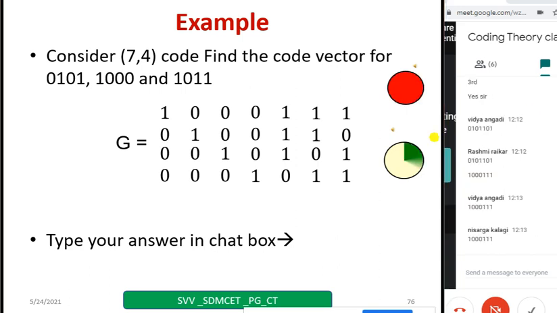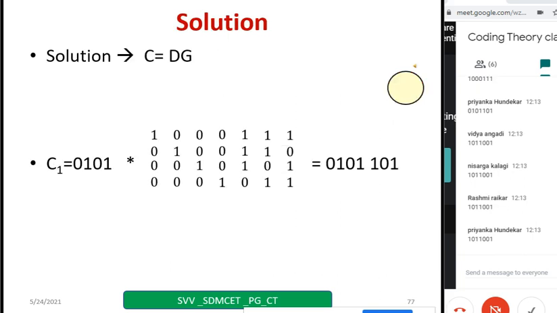Okay, answers are same. Rashmi also got 1000111. Vidya also got same answer. Nisarga also got same answer. Hope all of you understood how to find out a code word. Just I am showing you. All of you already typed the answer in the chat box.